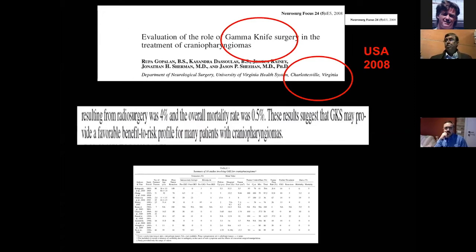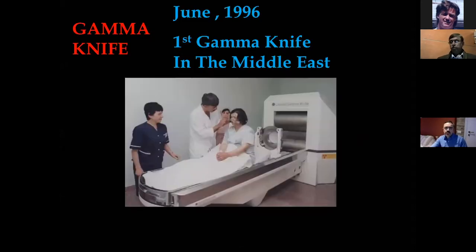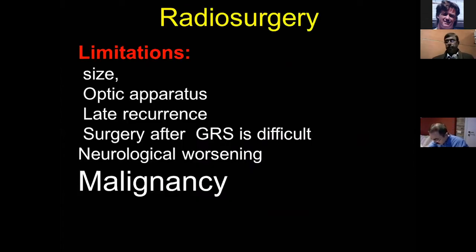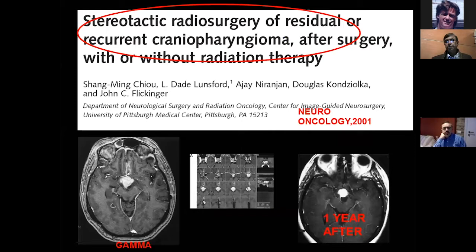They forgot that gamma knife should not be used in any tumor which is adherent to the optic apparatus. They just forgot about this. And I always refer to my lecture here when we brought the gamma knife, so I know what a gamma knife is. Limitations are variable, and we discussed the malignancy last time.